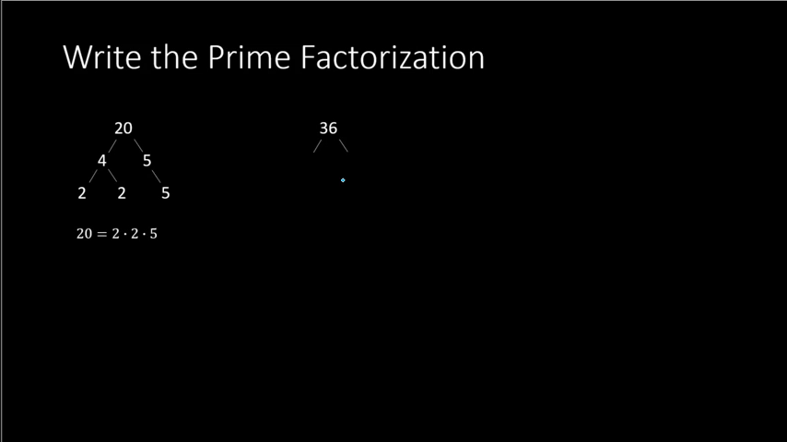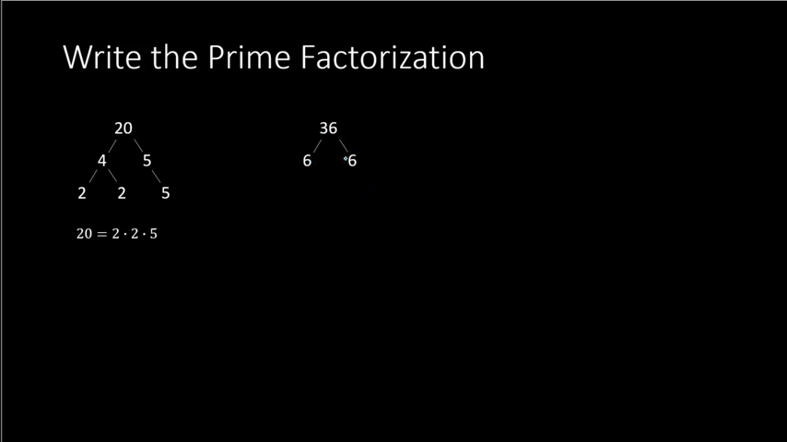You could do 2 times 18. You could do 3 times 12. You could do 6 times 6. You could do 4 times 9. So there's not one set way to do this, but your end answer will always be the same. So we're going to choose to break this down as a product of 6 times 6. Right? That is a true statement. 36 does equal 6 times 6.